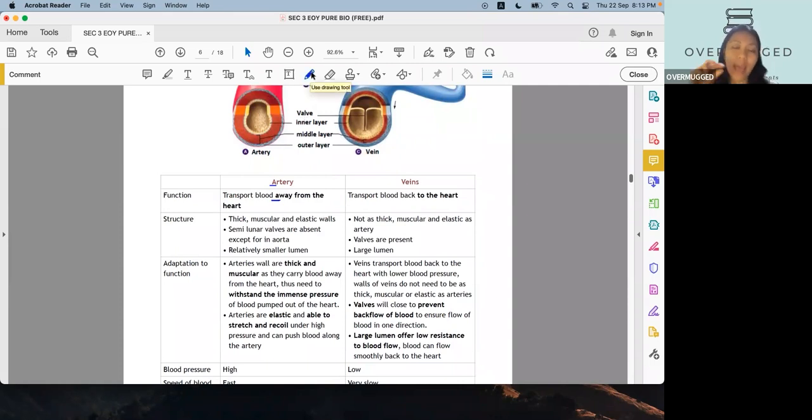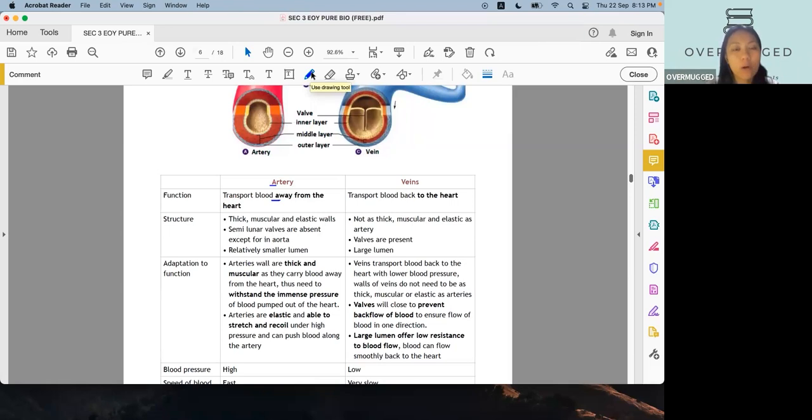Right? So they are a pair of keywords together. You cannot say it's thick and muscular without saying that that is to withstand the high blood pressure. Arteries are also elastic, so they are able to stretch and recoil. So think of your rubber band. You can stretch it out, and then when you let go, it will recoil back.